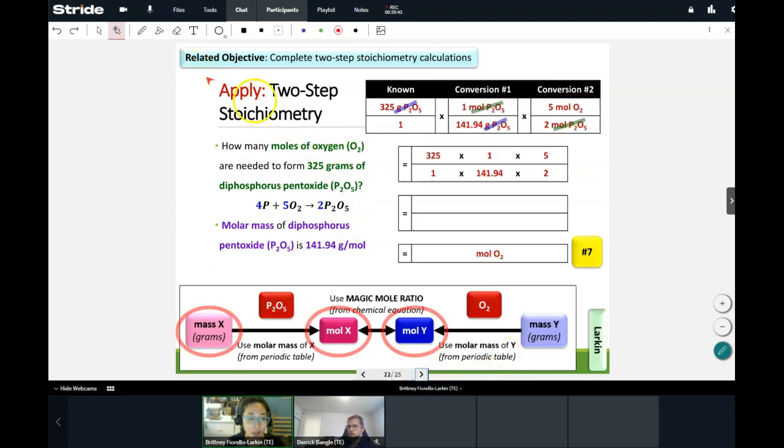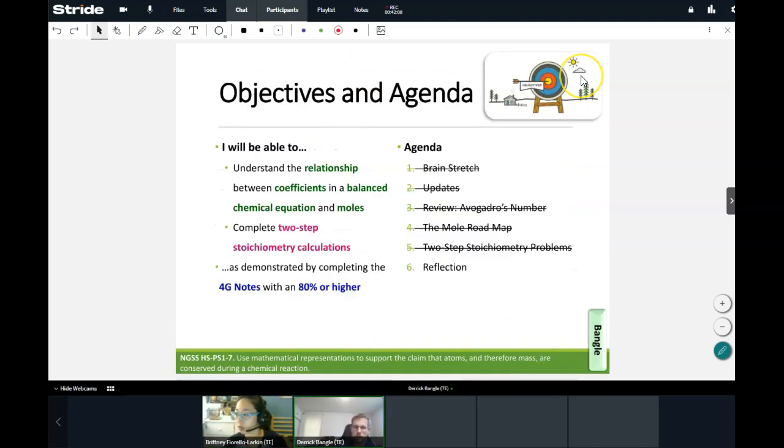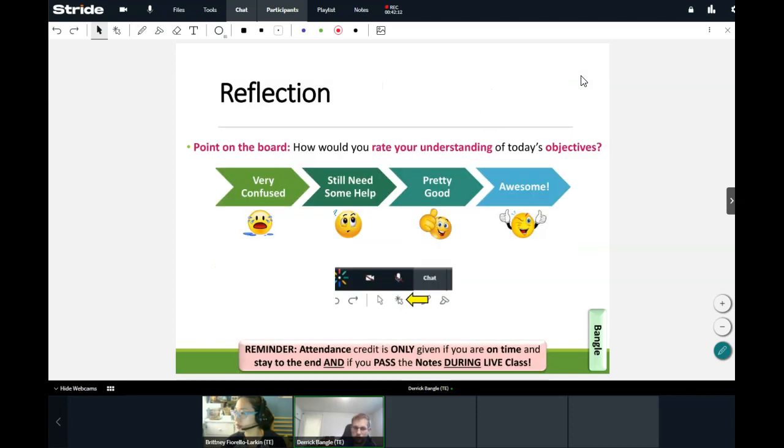Let's finish it up. So on top, 325 times 1 times 5. That's what you need to put on top. Calculate that first. On the bottom, then calculate 1 times 141.94 times 2. Then finally do the top number divided by the bottom number. That should give you your number here. Your units are mol O2 for number 7. You have 45 seconds to work on that. Again, if you need help, we're in the Q&A area. Go, go, go.